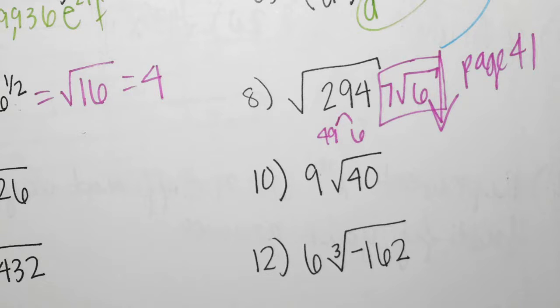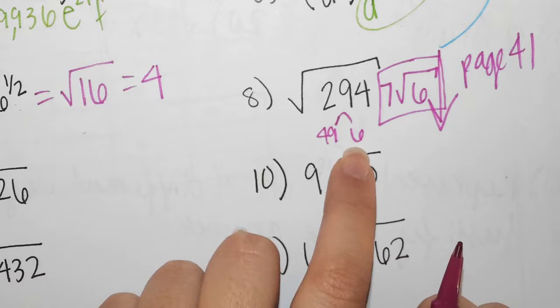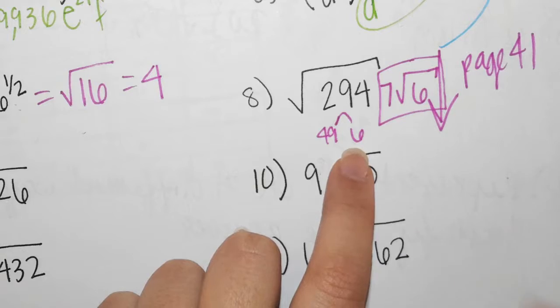Look at you. Oh gosh. Yes, Justin? Because there's not a perfect square that goes into 6. Yeah, I'm going to move it around on your desk.